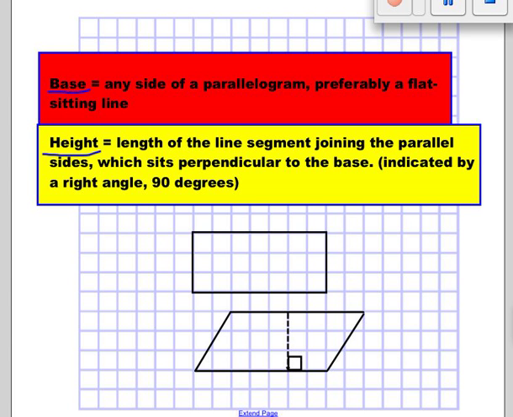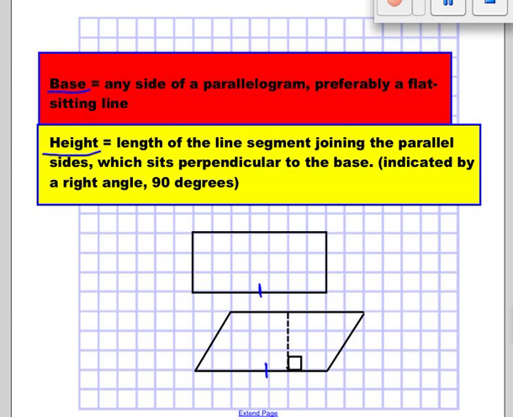If I was to look at these two shapes, if I had to find a base for both of them, I would choose this line as my base for the rectangle and this line as the base for my leaning rectangle. I find it easiest to choose a line that's flat, sitting on my grid lines. That's just me though. You might find it easier to do another way. Try it my way to start.